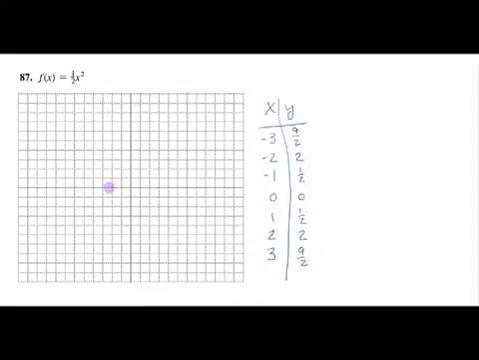Let's go ahead and graph these points. -3, 4.5. -2, 2. -1, 1/2. 0, 0. 1, 1/2. 2, 2. 3, 4.5. So you can see a nice outline of the parabola shape that we need.